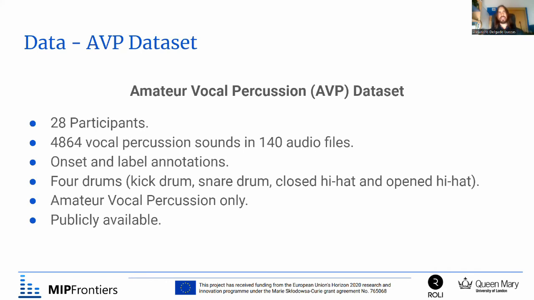And this is how we recorded the amateur vocal percussion dataset, which gathered 28 participants, almost 5,000 vocal percussion sounds. It had onset and label annotations with 4 drums: a kick drum, snare drum, close hi-hat, and open hi-hat. Those are the label annotations, and it's only amateur vocal percussion, so no beatboxers participated in the recording of the dataset. And this dataset, of course, is publicly available in Zenodo.